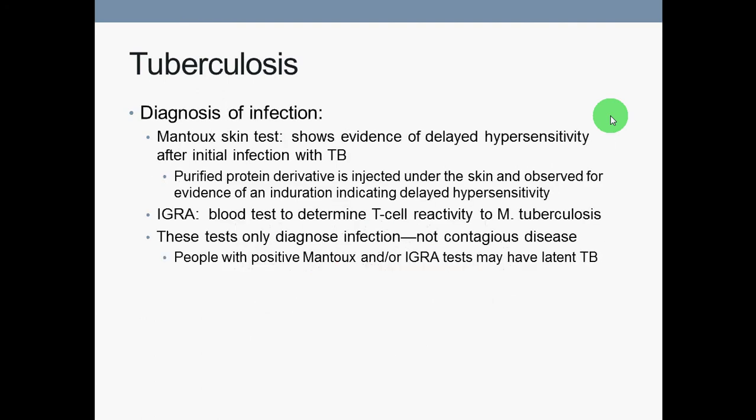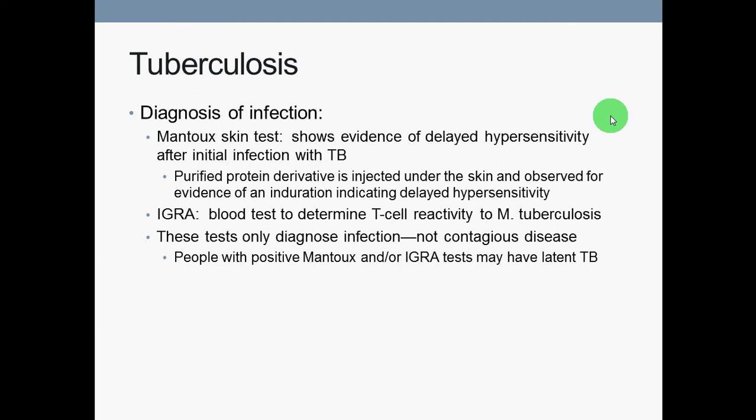TB is diagnosed a few different ways. Just having the infection, meaning the bacteria present in your body, can be tested through, the most common route, what we call the Mantoux skin test. This takes something called purified protein derivative, which is basically an antigen of TB. It is injected just under the layer of the skin, and then a couple of days later it's checked to see if there's any immune reaction to that antigen. That would be hardness or a raised area around that injection.